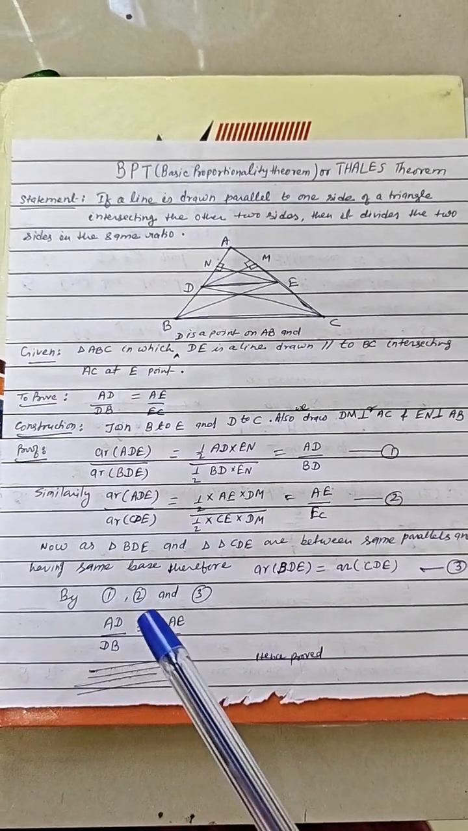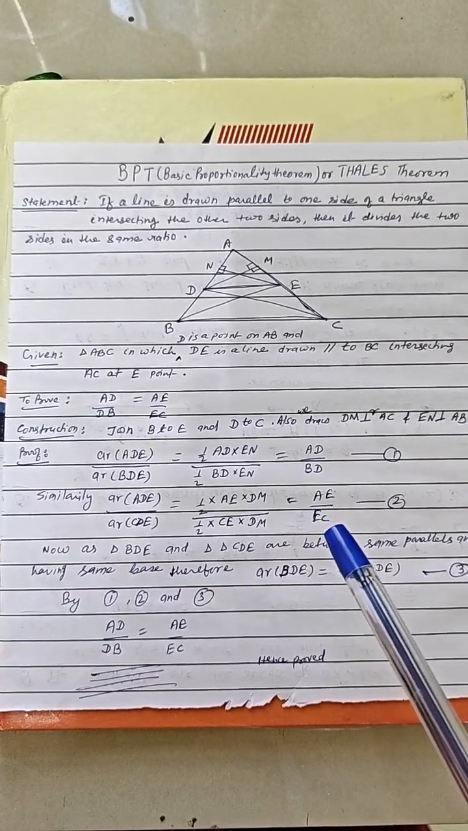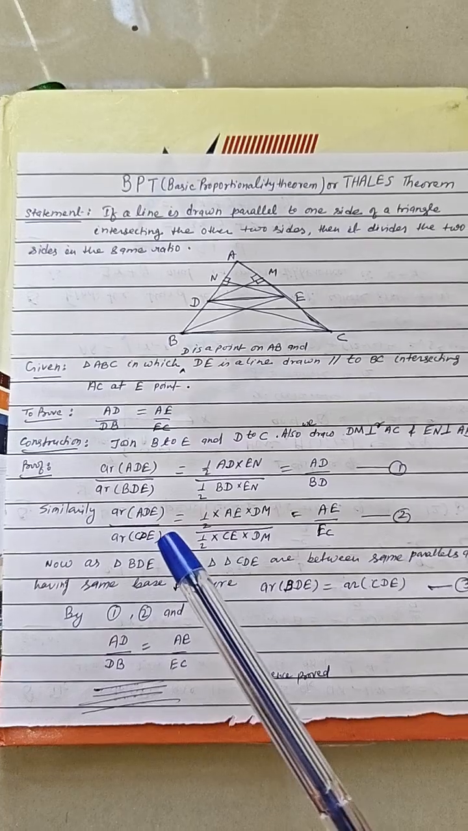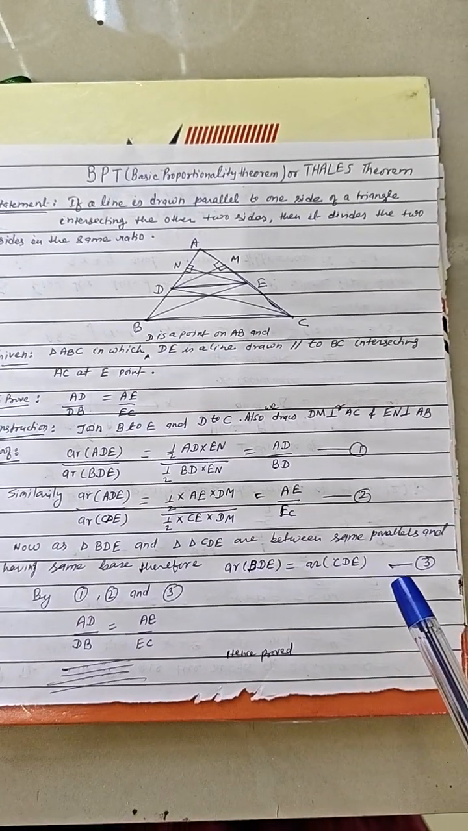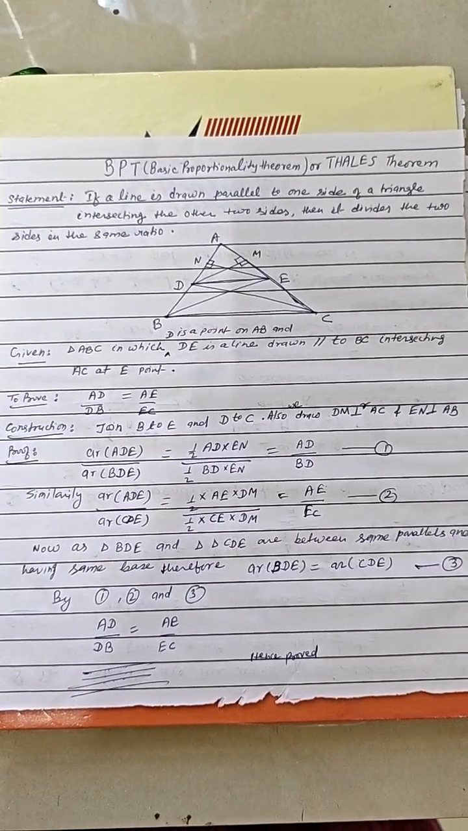Now using equations 1, 2 and 3, you can say that AD upon BD is equal to AE upon EC, because here the ADE areas are the same and the BDE and CDE areas are the same by this logic. So in this way you have proved the theorem, the basic proportionality theorem. So thank you.